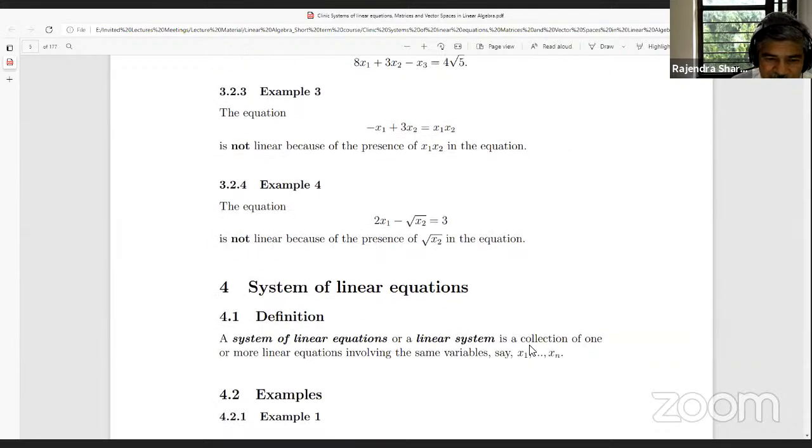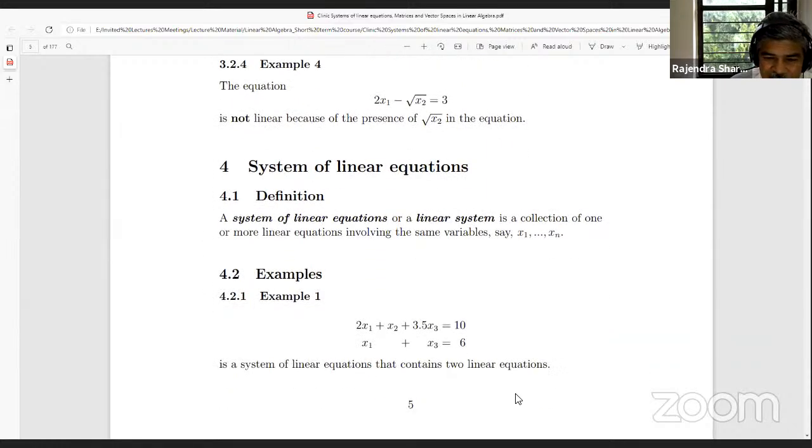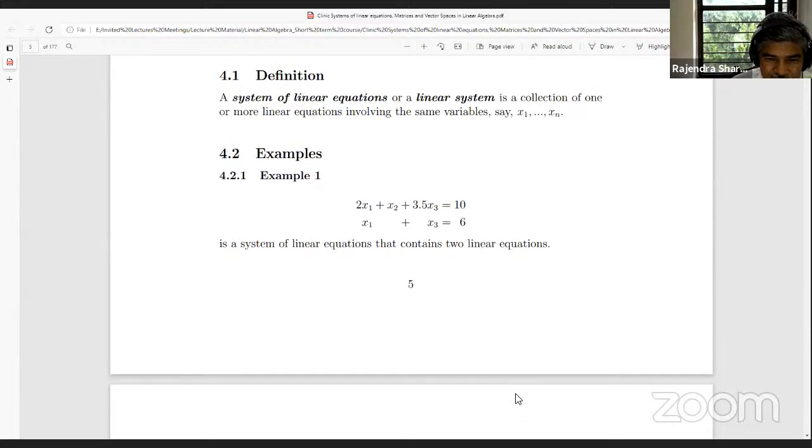A system of linear equations, or linear system of equations, is a collection of one or more linear equations involved in the same variables, say x1, x2, ..., xn. So one simple example which has two equations here: 2x1 plus x2 plus 3.5 x3 equal to 10, x1 plus x2 equal to 6 is a system of linear equations that contains two linear equations.